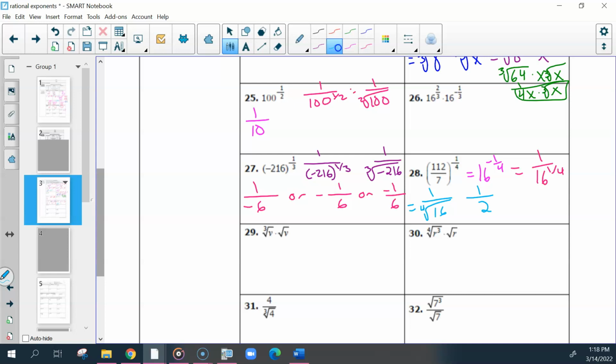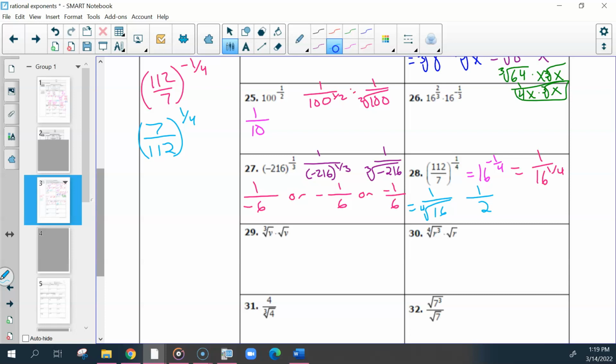Okay, the other way, I'm going to do this over here. So I'm going to rewrite it: 112 over 7 to the negative 1. Let's say we didn't realize we could simplify and we went from there. What would happen is we would end up switching the fraction as we would normally and making this to the power of 1/4.